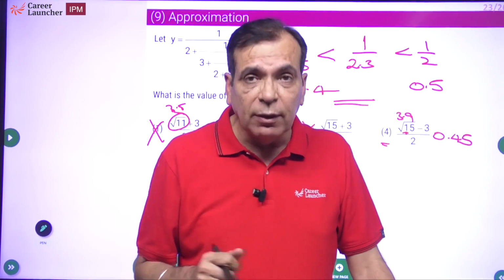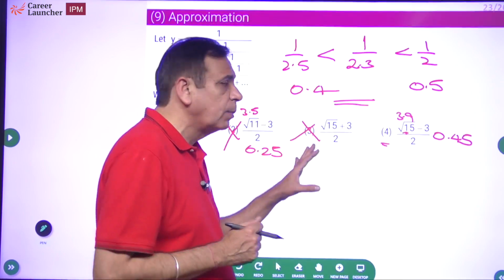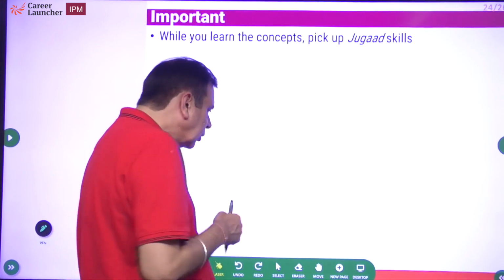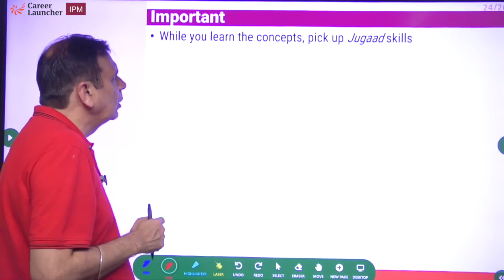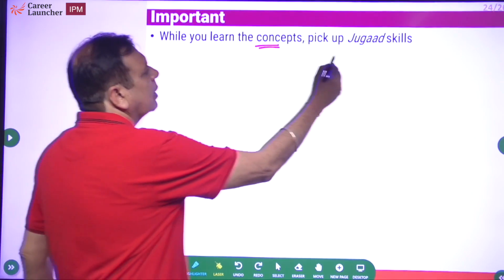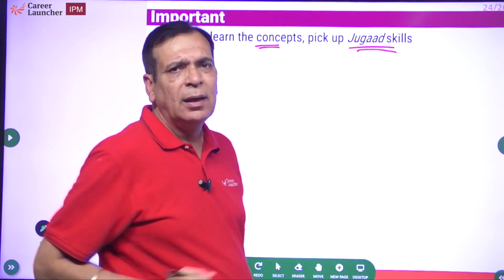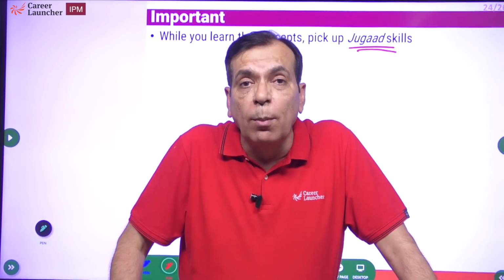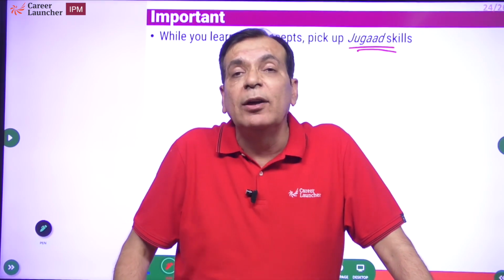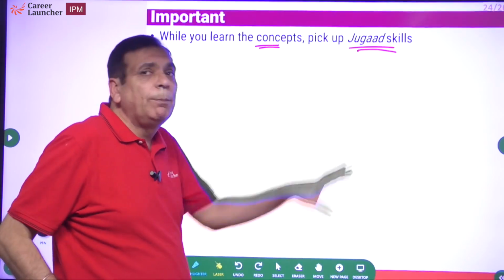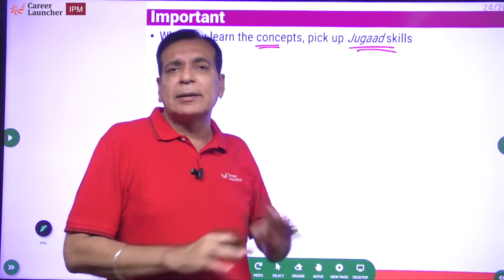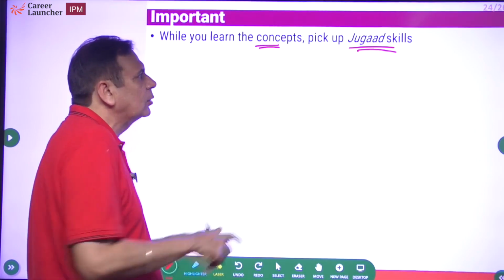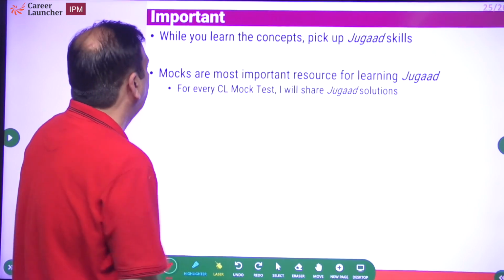If you are comfortable with your calculation aspects, you will be able to do this part fairly well, and approximation is extremely important. Okay? So this is what I wanted to help you understand, that while you learn the concept, pick up jugaad skills. What I did in the last 7-8 questions is what is called jugaad, this is called common sense, this is called applying whatever you know. So it is extremely important. If you just keep on mugging up mathematics, looking for all kinds of important formulas, you are only going to waste your time. Pick up these jugaad skills, these are important.